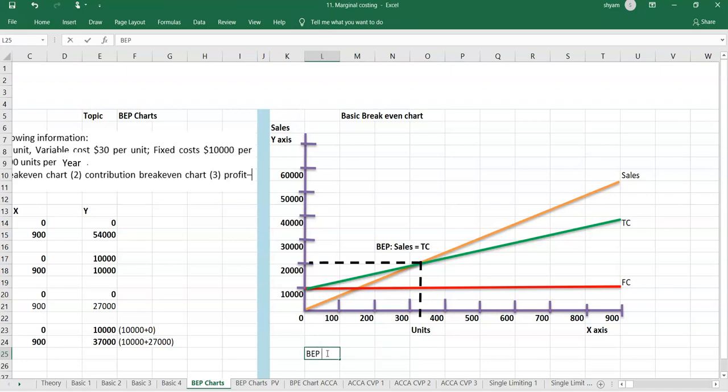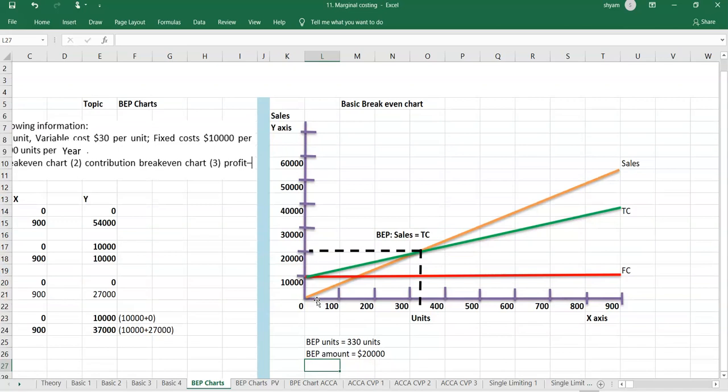So if you see the BEP in units, it will be somewhere around 330 units, and the BEP amount is somewhere, I think, exactly at 20,000. So it would be $20,000. Okay, BEP amount. And so this part is the BEP part. So what about the other part? So again we'll take a line.